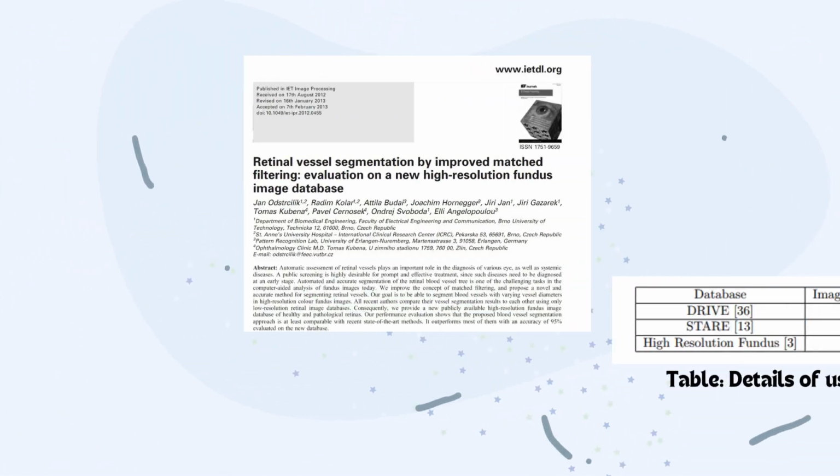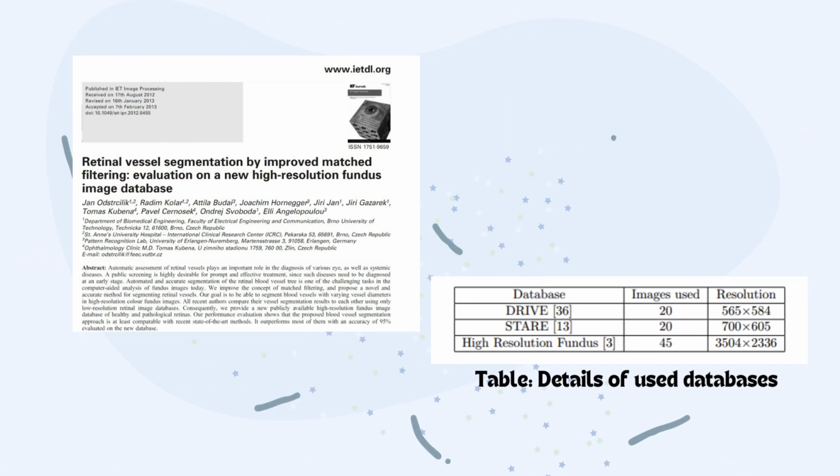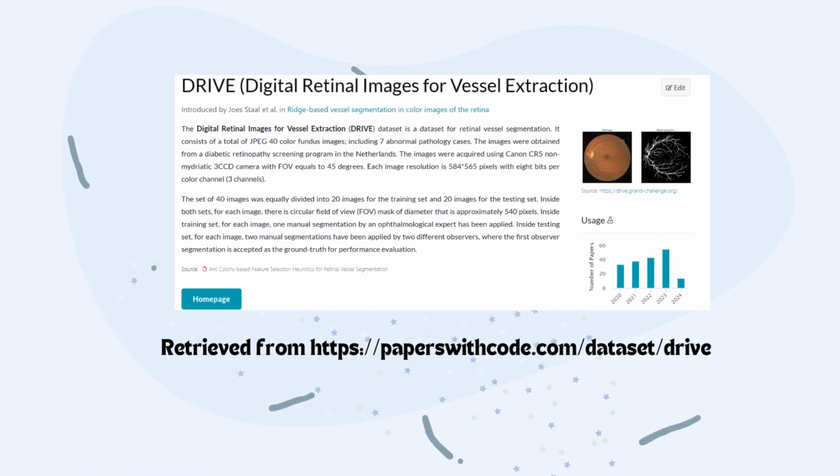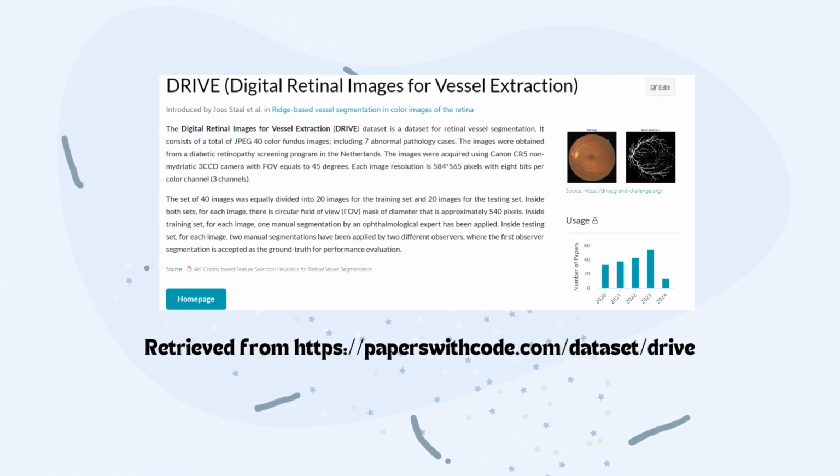One of the first works done with this dataset was on retinal vessel segmentation by improved matched filtering. This was done by evaluating this newly established high-resolution fundus image database against the most commonly used databases, DRIVE and STARE, for comparison. The STARE database supports algorithm development for automated retinal disease diagnosis, whereas the DRIVE database serves as a benchmark for blood vessel segmentation algorithms. Both databases feature expert annotated images. For more details, check the links in the description.